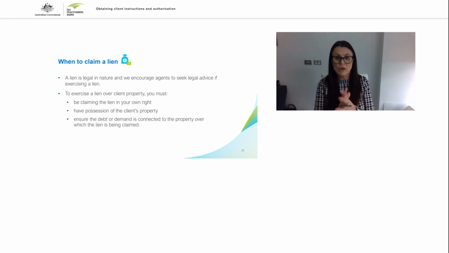So, for example, the property may be documents such as income tax returns or business activity statements which you've prepared for lodgement with the ATO, and the outstanding fees relate to the preparation and lodgement of those documents or statements. In addition, it's important to know that a lien cannot be applied in the following circumstances. That is, where a client has become bankrupt, or where a client is an incorporated body and its books and documents must be available for public inspection by statute or the company's constitution.